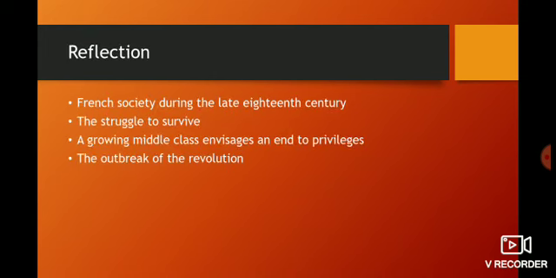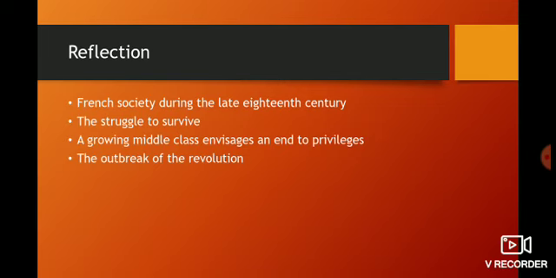So, first, reflection. Before beginning today's topic, we will revise the previous topics we have discussed, children. The first one, French society during the late 18th century. Who was the king? King Louis XVI. Is it clear, children? And who was his wife? Marie Antoinette. The king belonged to the Bourbon family. Bourbon means their ancestors, their family.